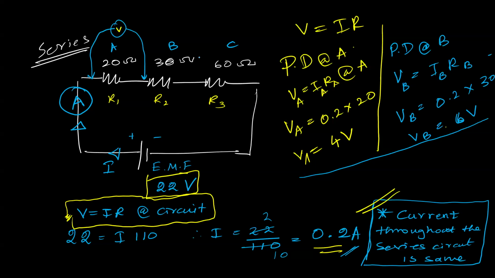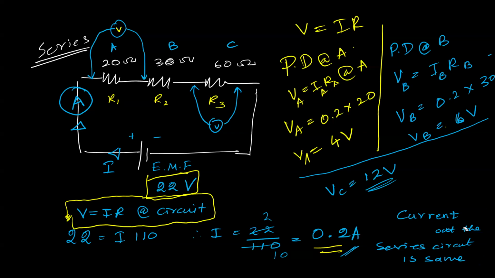Now let's see what is the voltage around C. I can keep a voltmeter like this and check, or else the calculation V equals IR at C. And then when you multiply, I think you all will get voltage at C is 12. You all do the calculation, you will get 12. Now when I add all these, I have to get a value which is equal to the EMF of the battery.